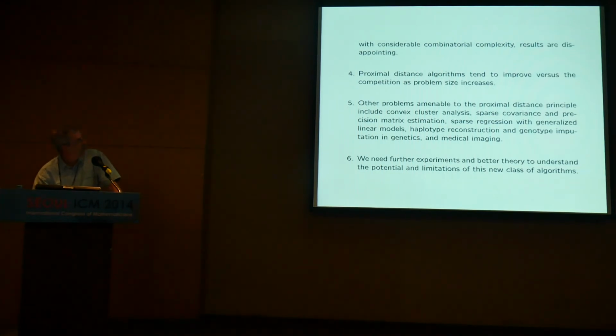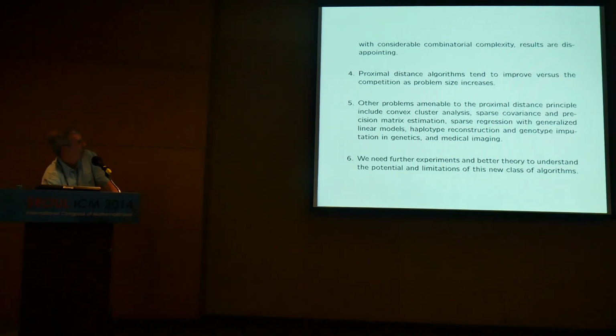The proximal distance algorithms tend to improve versus the competition. This is just a practical observation as the problem size increases. We've tried this, and I don't have time to talk about it, on convex cluster analysis, a new way of doing cluster analysis, sparse covariance and precision matrix estimation, sparse regression models with generalized linear models, and in genetics, haplotype reconstruction and genotype imputation. Also, this should be applicable in medical imaging.